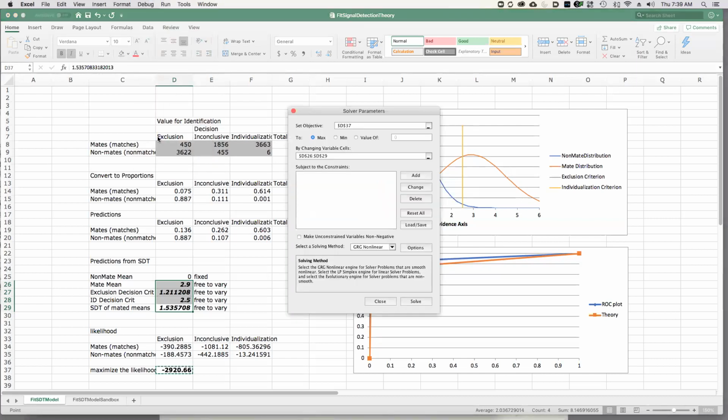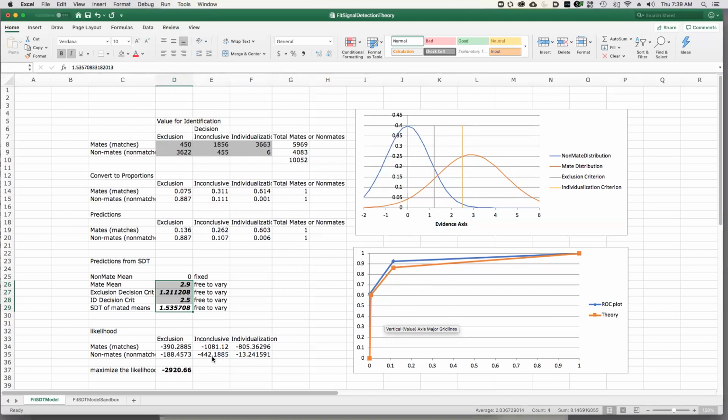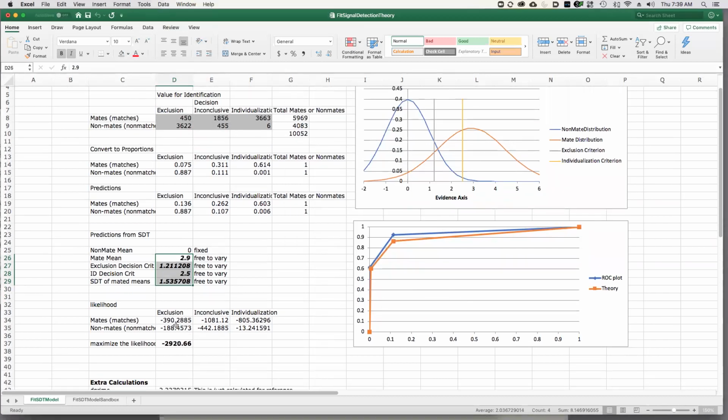Once you have the solver installed, you can go to Tools, and you go to Solver under the Tool menu. And the way this works is that we're telling it to change a bunch of variable cells such that we maximize the likelihood. So let me close this for a moment and talk a little bit about the maximum likelihood here. As we get numbers in our predicted proportions that are closer and closer to our actual proportions, this likelihood value will get bigger. That is, it'll get closer and closer to 0.